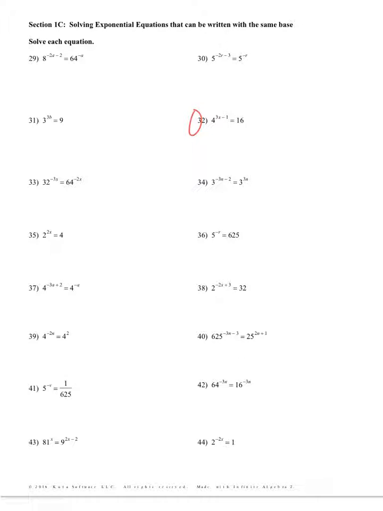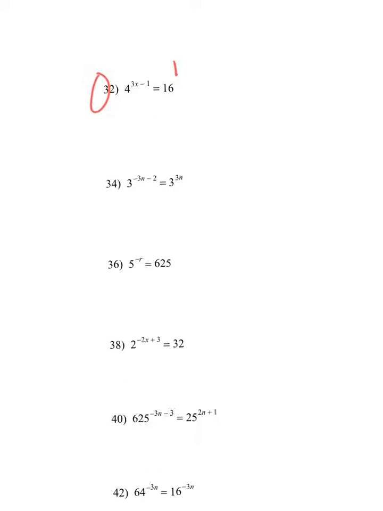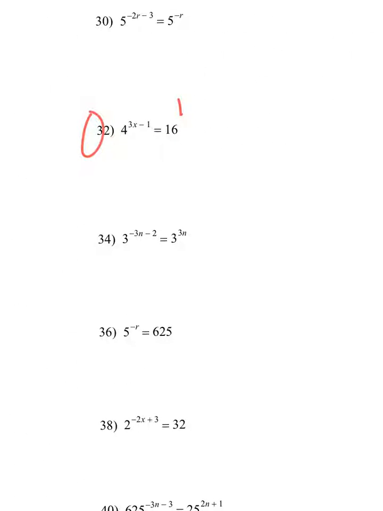So 32, notice I've got 4 to the 3x minus 1 power, and I'm going to make that 16 to the first. And let's zoom in on this a little bit. I want to take a look at these bases, the things I'm raising to powers, and I want to write them in the same base. Sometimes one of them can be written, so in other words, this 16 could be written as 4 squared. So I'm going to write that 16 as 4 squared on that side. Now notice 16 was to the first power, so I have 4 squared to the first power. And then on this side I have 4 to the 3x minus 1 power.